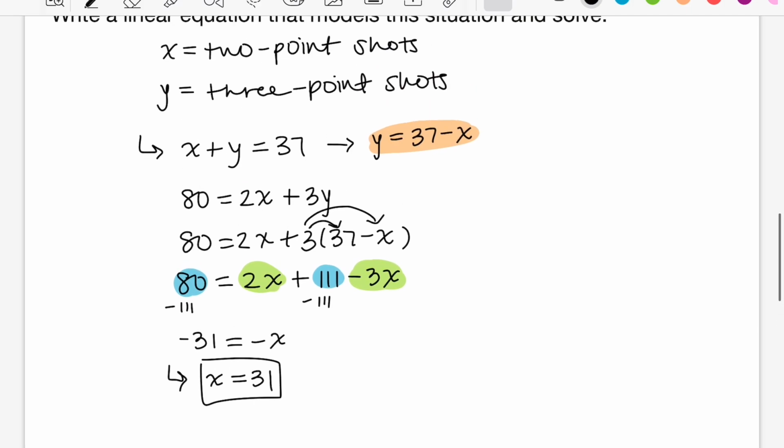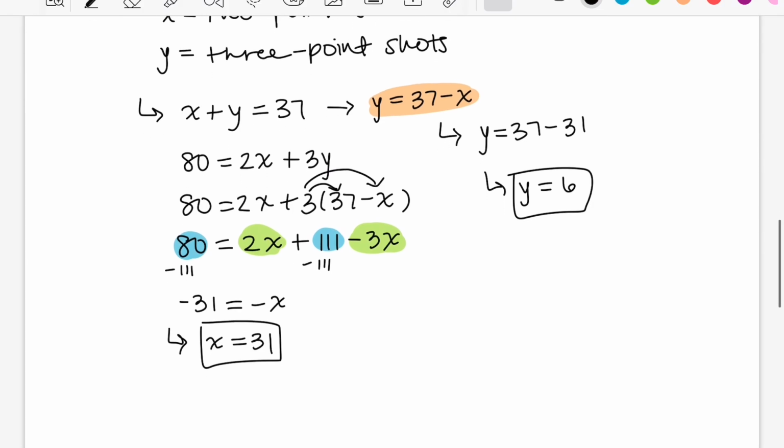All right, so that is the number of 2-point shots in this game. And then to find the number of 3-point shots, we'll plug our number of 2-point shots into our equation for y. And so we get the number of 3-point shots is equal to 6.